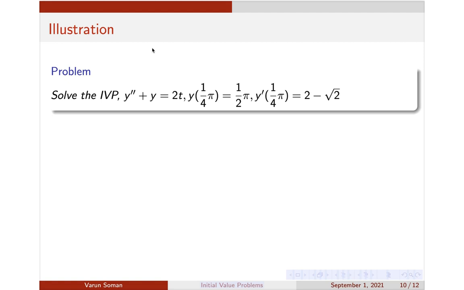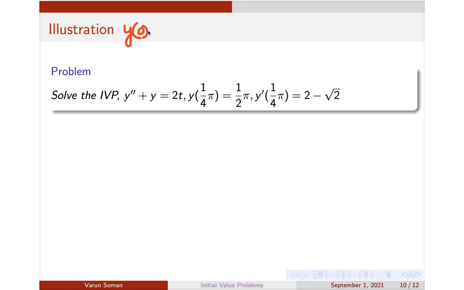If you look at this problem, y double dash plus y is equal to 2t, y of pi by 4 is pi by 2, y dash of pi by 4 is equal to 2 minus root 2. You can see that this is different from earlier problems, because earlier it was y of 0, but here it is not y of 0. So you cannot solve this problem directly, because when you apply the differentiation formulas, you will have to give the value of y of 0, y dash of 0, etc. So you can't do it directly.